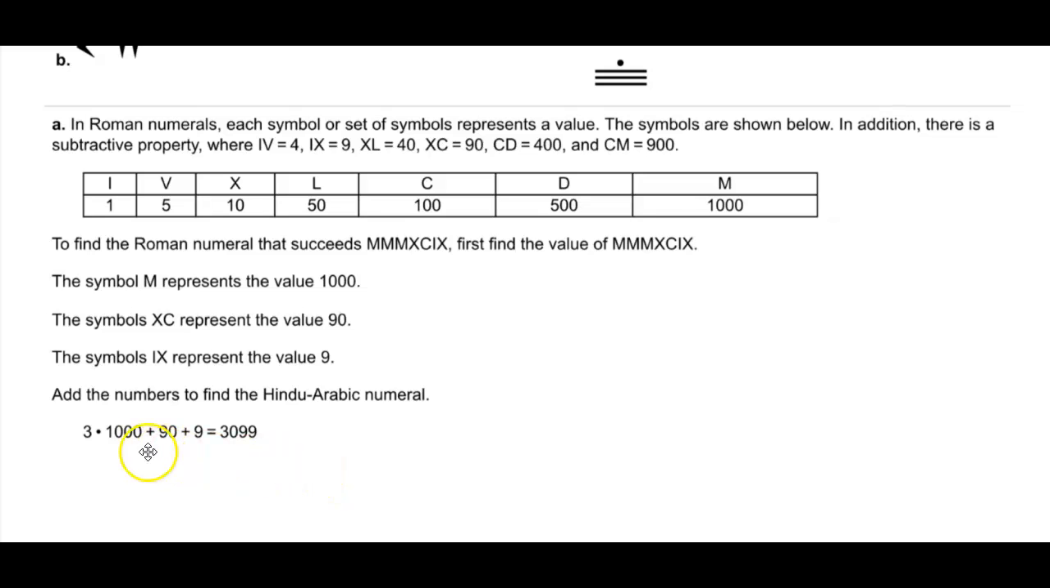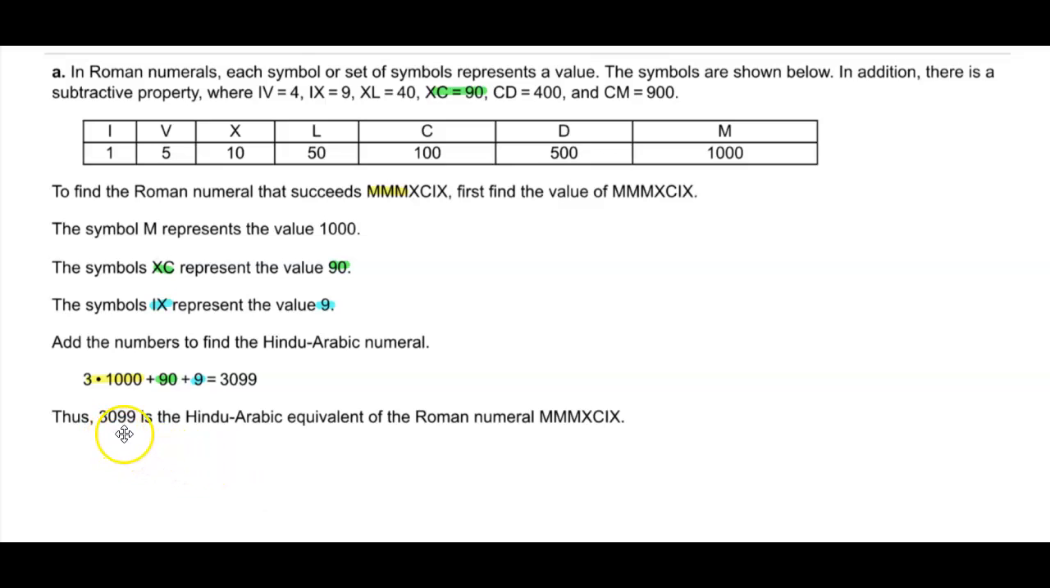So we have 3 times 1000 because of the fact that we have 3 M's. So there are 3 M's, so we're going to take 3 times 1000. And then we're going to add the following, XC, which we know up here is 90. And then we're going to add the 9 because we know the Roman numeral represents 9. So when we add those together, we get 3099.